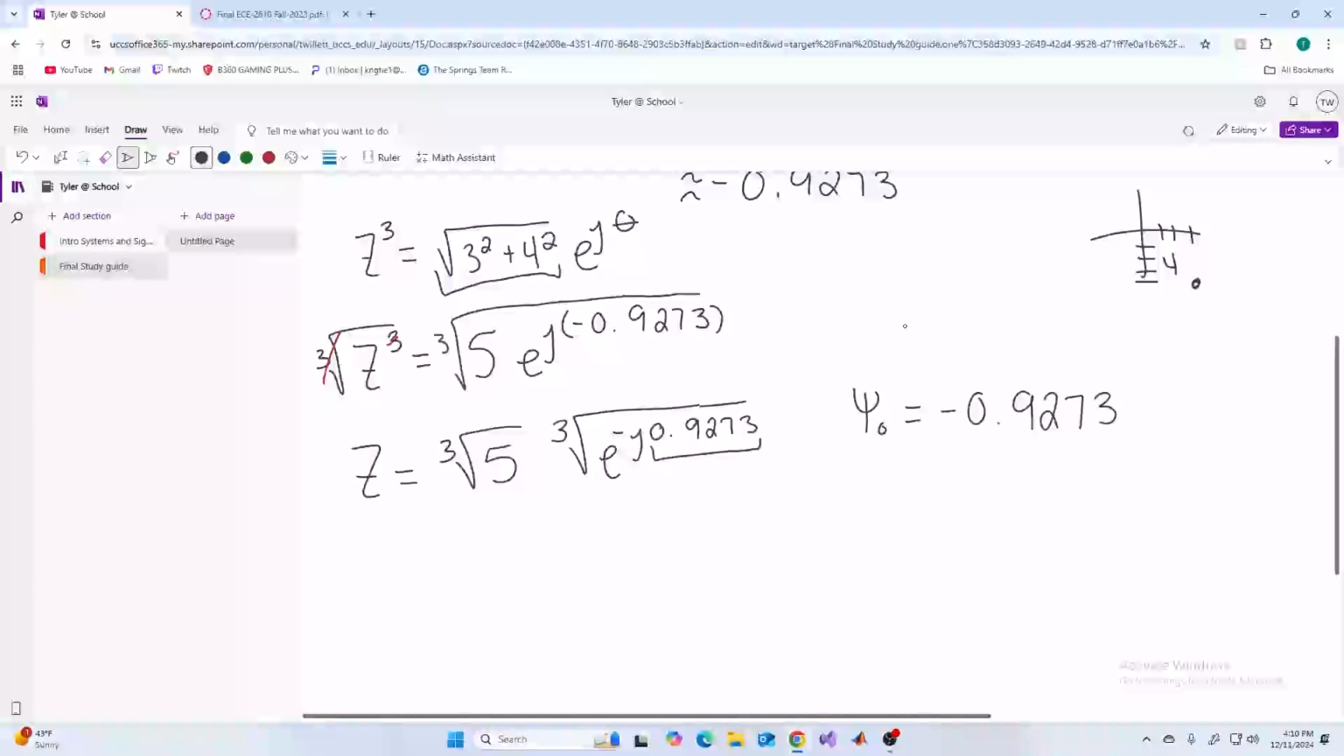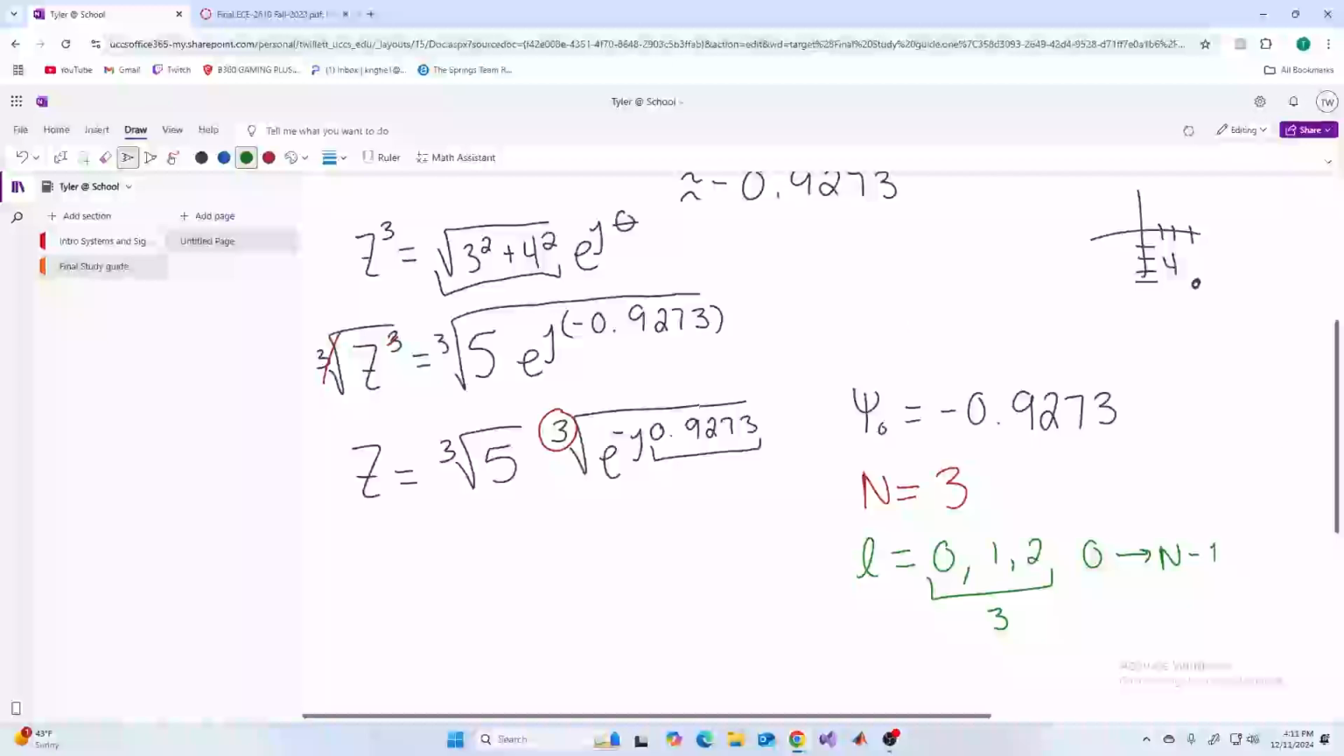N is equal to whatever value is here, so 3. L starts from 0 and goes 0, 1, 2, which is 3 values, the same as n. So you can think of that as 0 to n minus 1. That's the best way of looking at it. So L is 0 through n minus 1.